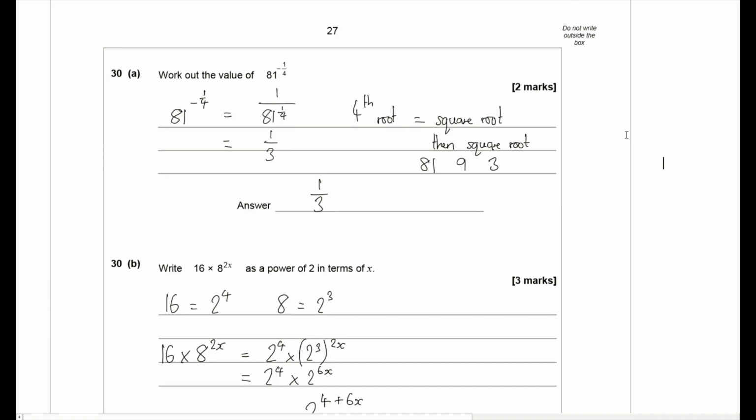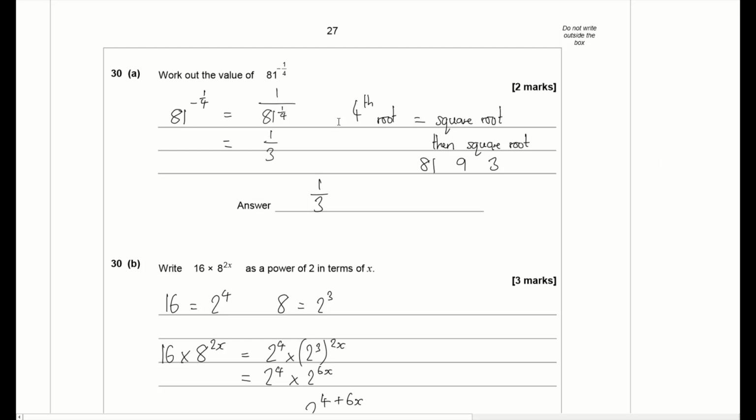Question 30a. Work out the value of 81 to the negative a quarter. Now, when you have a power that has a negative in front of it, that effectively is referring to the reciprocal. So you can rewrite 81 to the negative a quarter as 1 over 81 to the quarter. So the negative can be removed by taking the reciprocal of the original number. So in this case, 81's reciprocal is 1 over 81. When you have a power of a quarter, that's really referring to the fourth root, as in what number times itself on 4 separate occasions would equal 81.